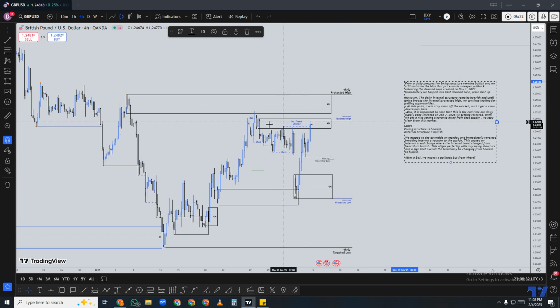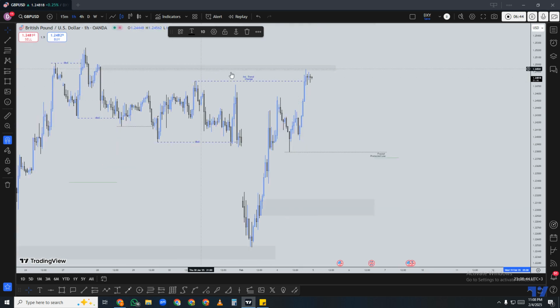So now after the BOS, I'm talking about this BOS, we of course expect a pullback, but from where? All right. So this is the first zone, and if we go to the 1 hour, this is the defined zone. As you can see, we've already tapped into it. This is where we got that trend change. Now we've already tapped into that zone, and right now what we are expecting is a nice pullback, at least into the 50% of this zone.